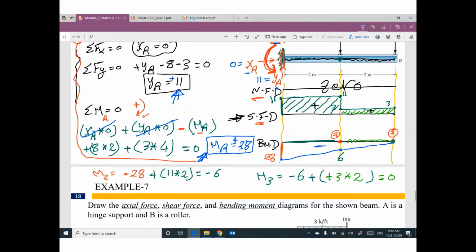For your information, if you are looking for internal forces at a location, for example point C, just go down and I can tell you the value of normal force is 0, the value of shear is this value, 11, and the value of moment is this value. So I can figure out the internal forces at any location using these diagrams.